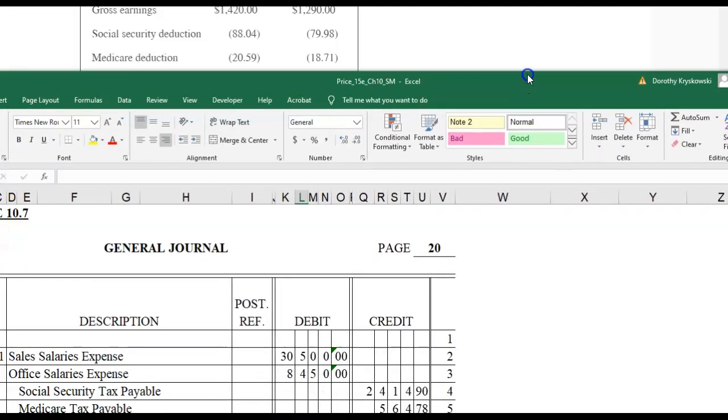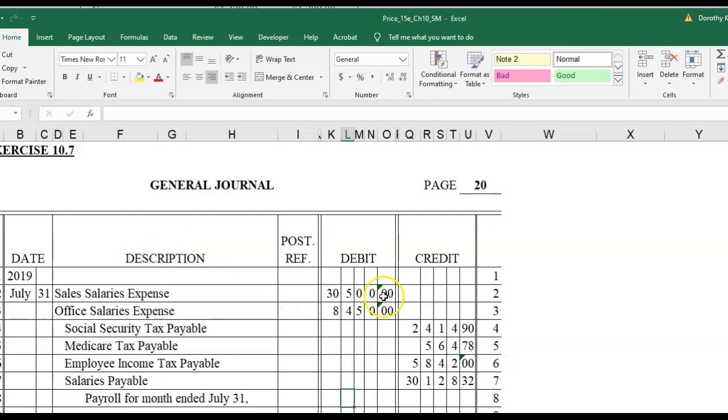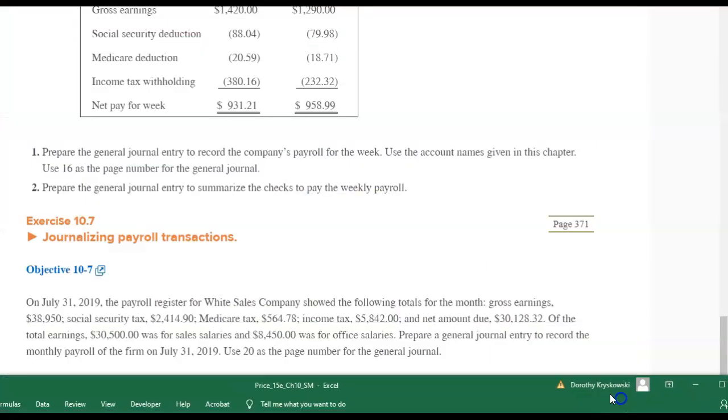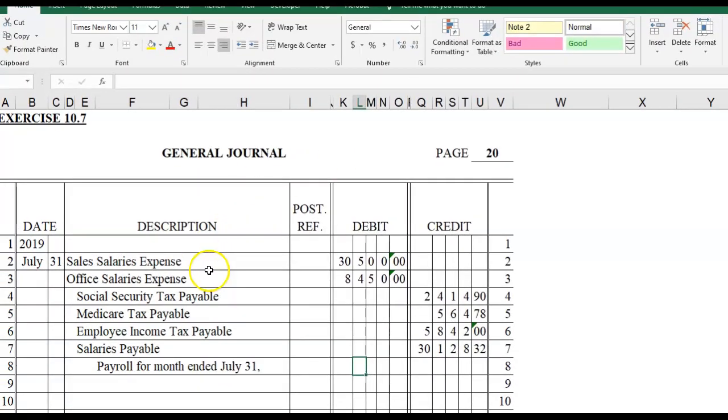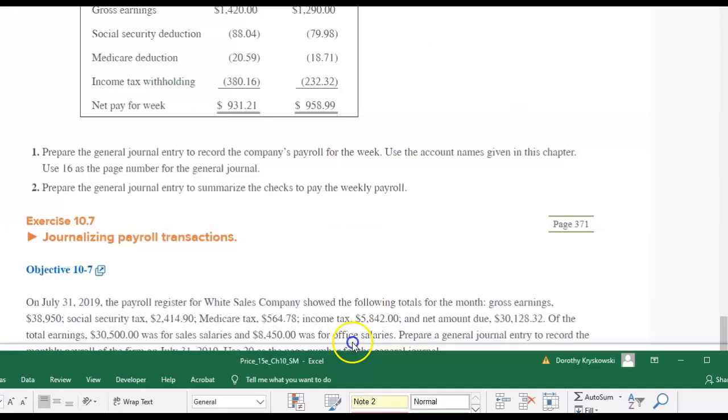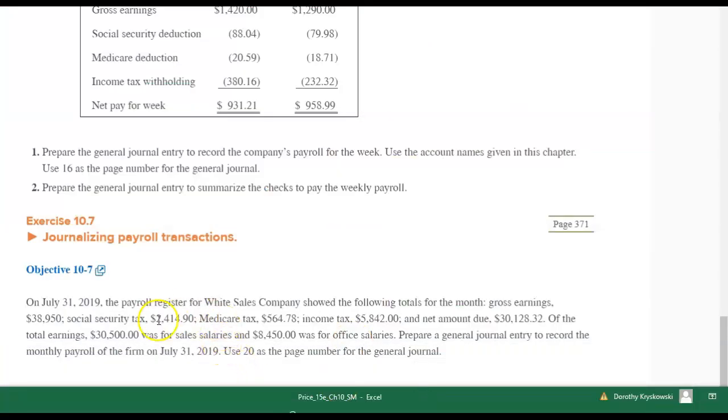Okay, so let's figure out what these amounts are. Sales salary expense, $30,500. Now, where did we get that from? We got $30,500 right here for sales salaries. Office salary expense then is $8,450. Those are your two debits, the expenses. Now come the tax payables. We got $2,414.90. Where does that come from? That should come from Social Security right here, $2,414.90. So all we're doing is taking these amounts and throwing them in the journal.